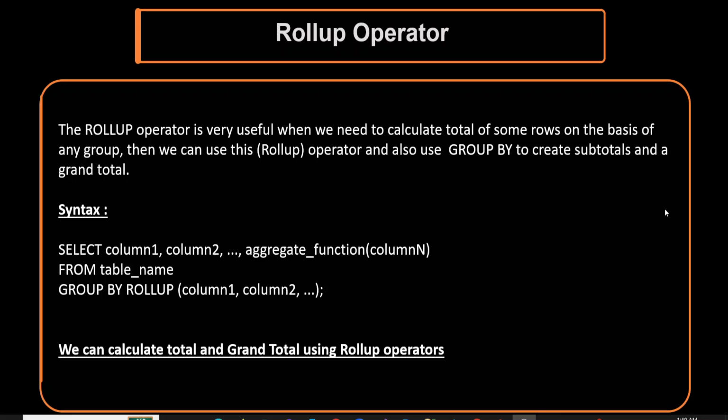You can see here the syntax: select column 1, column 2, and whatever columns we want, and after that we use an aggregate function like sum on the column on which we want to perform the calculation, from the table name. Then we use group by, and here we use the rollup operator, and then column 1, column 2. Now you can see that with the help of the rollup operator, we can calculate total and also grand total.